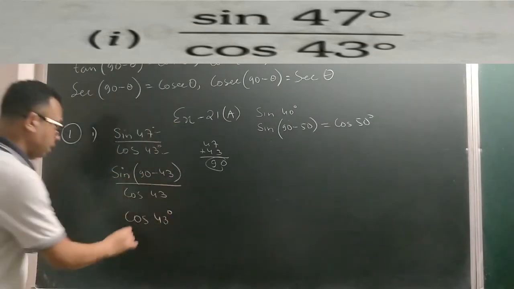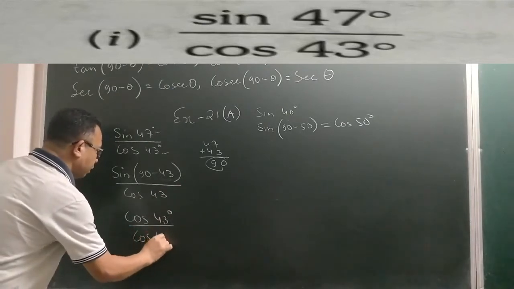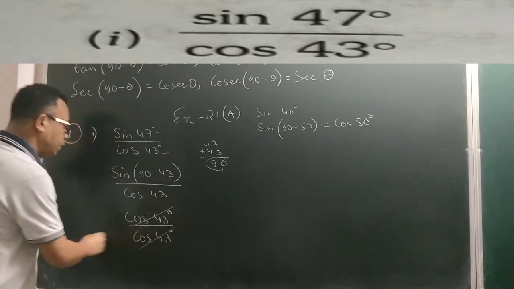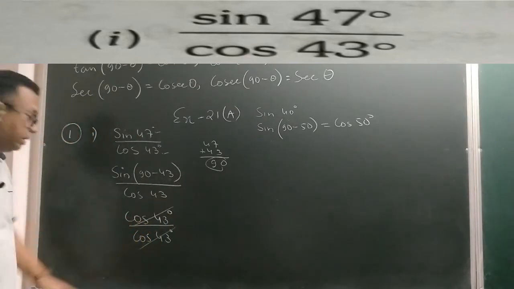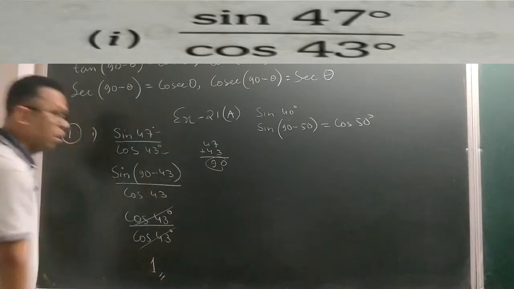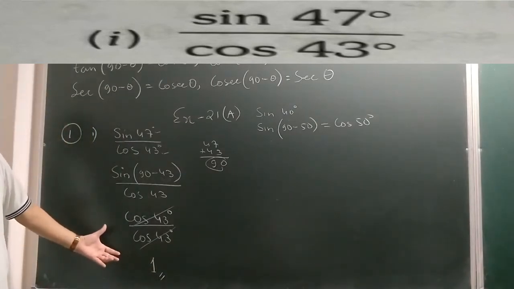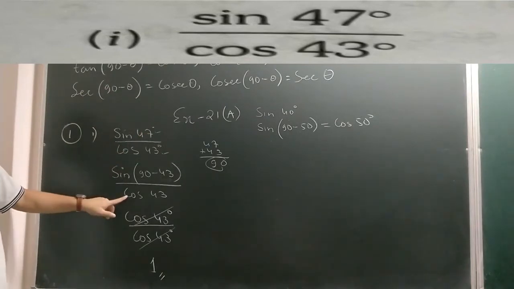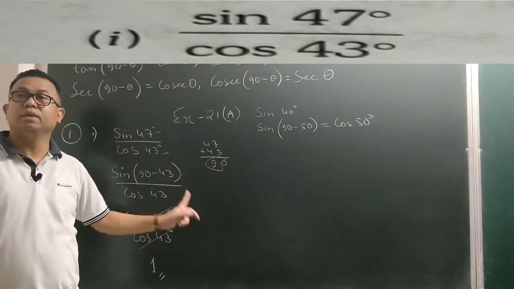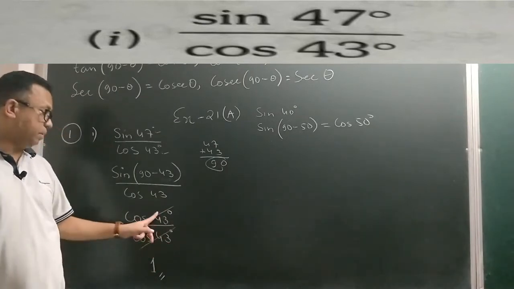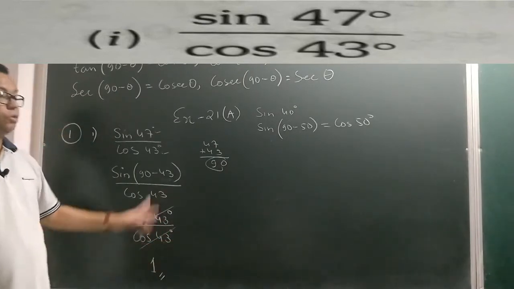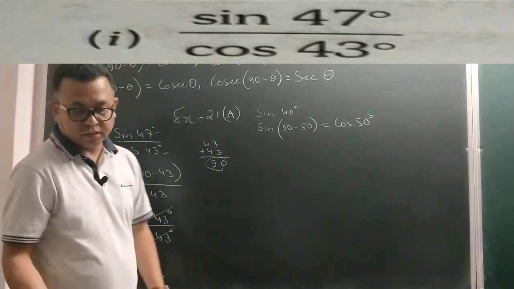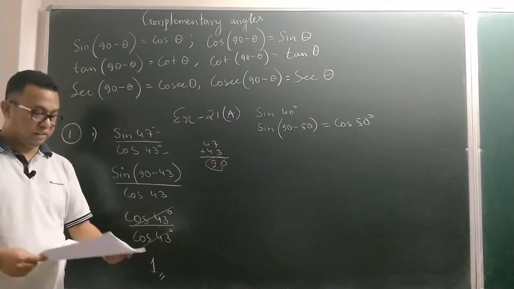The numerator is cos 43, and the denominator also has cos 43. Both of them are the same, so you cancel the numerator and the denominator, and your answer is 1. See how simple it is. Again, you could have changed the lower one to cos 90 minus 47, which becomes sin 47. Then sin 47 on the upper side and sin 47 on the lower side cancel easily. That's why it's the easiest.